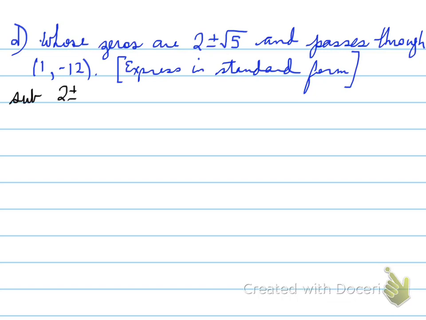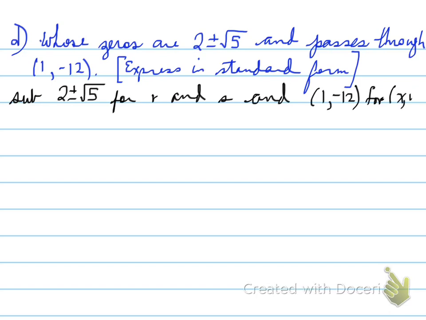That is, sub 2 plus or minus √5 for r and s, 2 plus √5 for r, 2 minus √5 for s, and 1, -12 for x and y, into the equation y equals a times (x minus r) times (x minus s). And that is because we're given two roots.